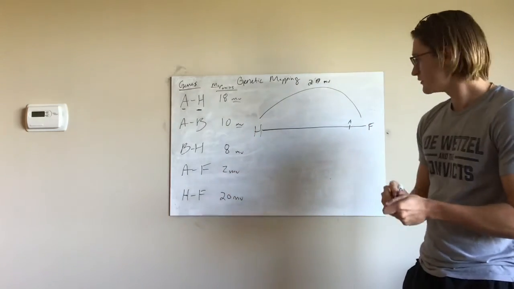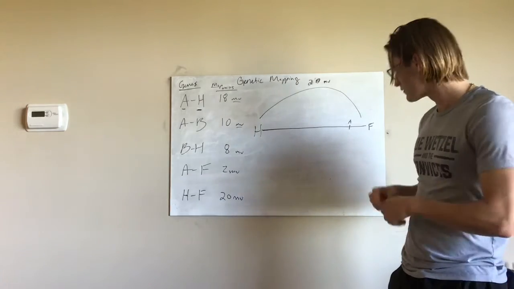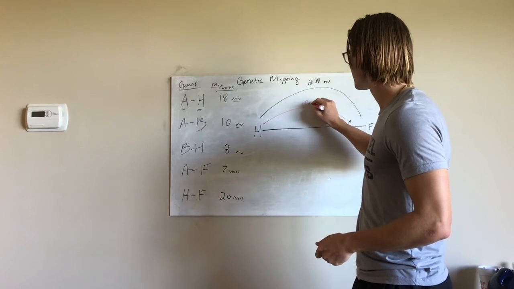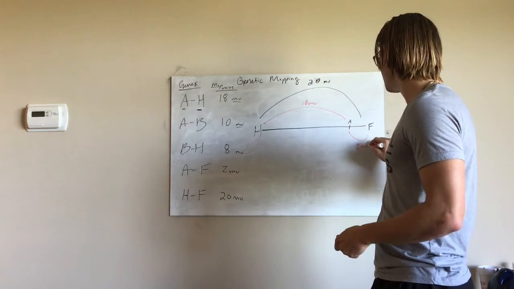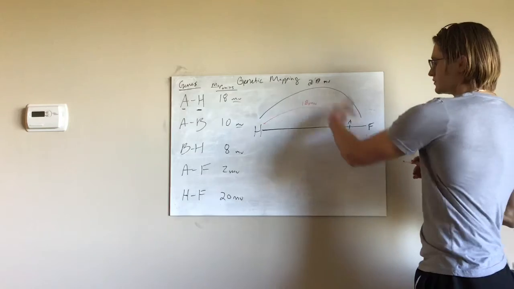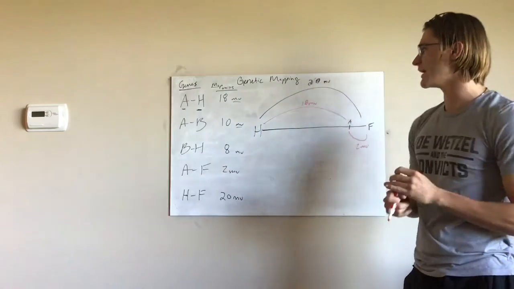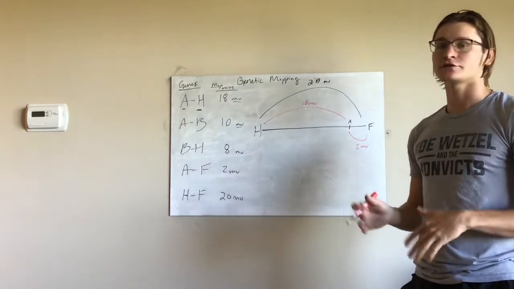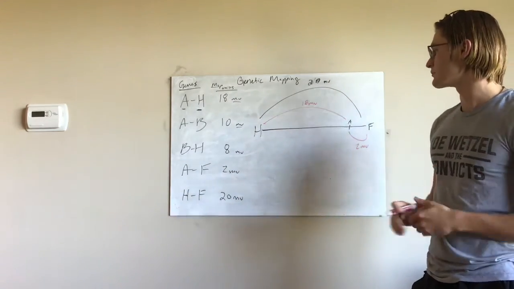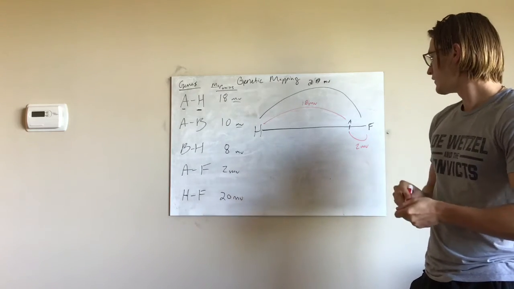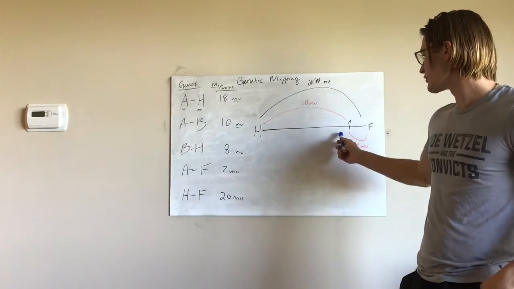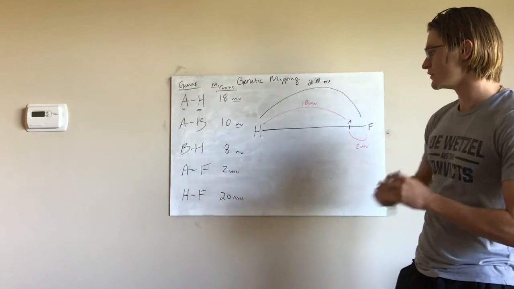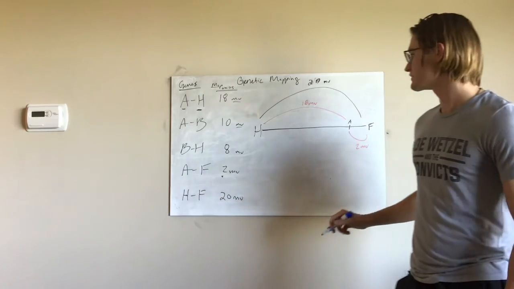I'm going to change the color real quick. So this would be 18 map units, and this would be 2 map units, which makes sense because 18 plus 2 is 20, which is the distance between H and F. If you took the distance from H to A and then from A to F, you would reach the 20 map units. Cool, so that's what we did there. We confirmed that A was closer to F than it was farther from F, so you knew it was 2 map units.